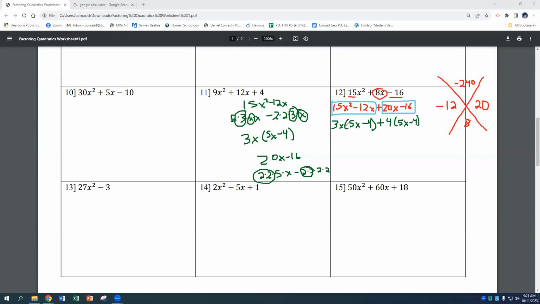Okay, now we have two terms here. The 5x minus 4, we can factor out of both of them. And then what we have left in the first term is 3x. What we have left in the second term is plus 4, and those are my two factors.